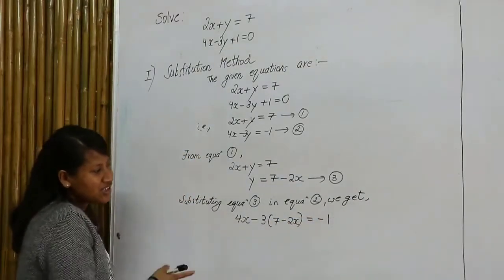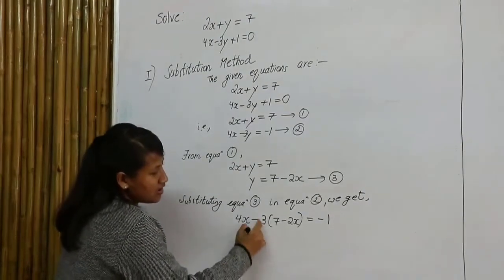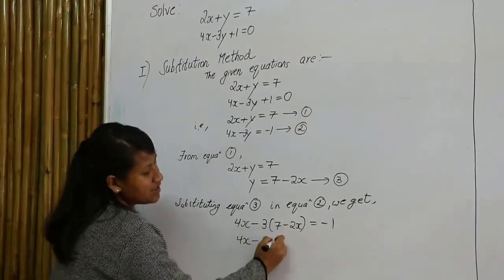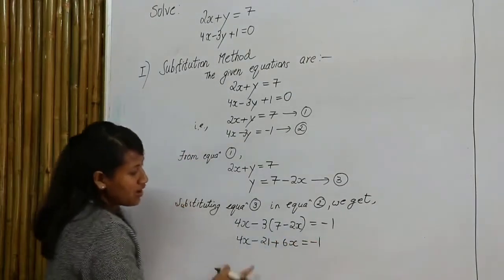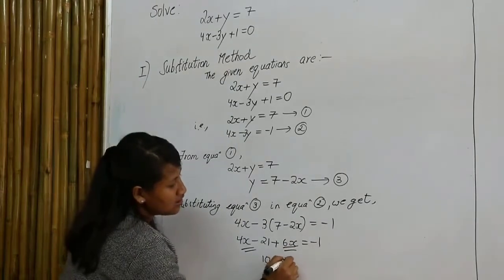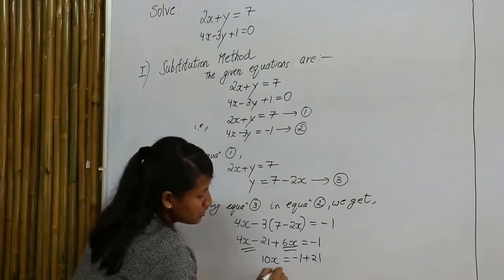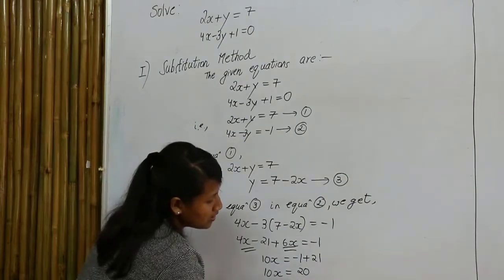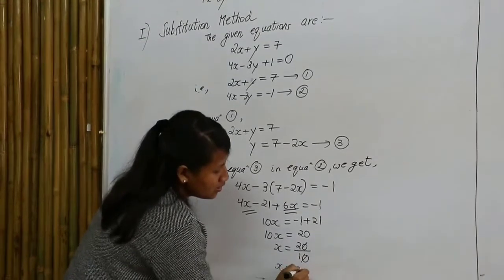After this, the rest is calculation. So 4x minus 3 7s are 21. Minus into minus is plus, 3 2s are 6x, equal to minus 1. So 4x plus 6x is 10x. This one you carry to the other side, it is plus 21. So 10x will be 20. So x will be 20 divided by 10. So x you get 2.